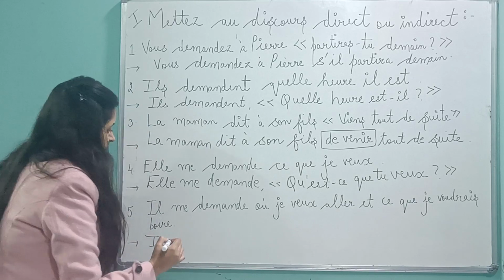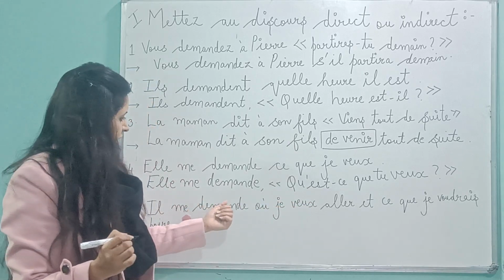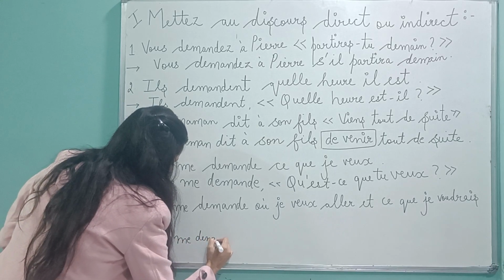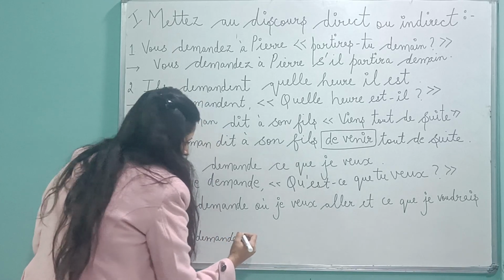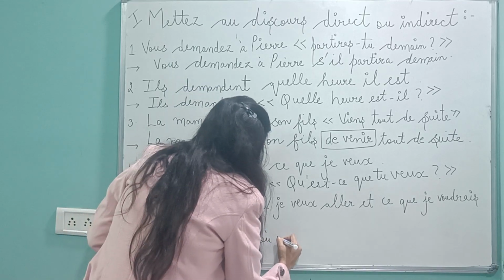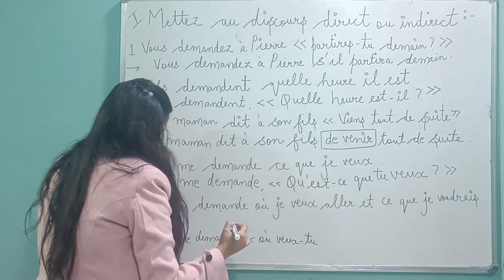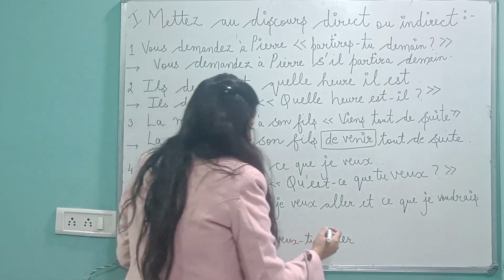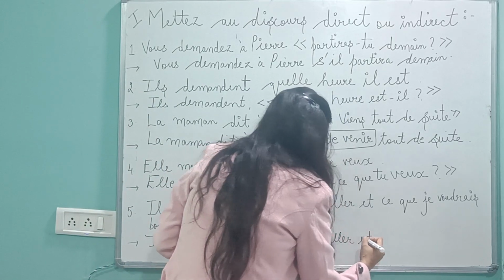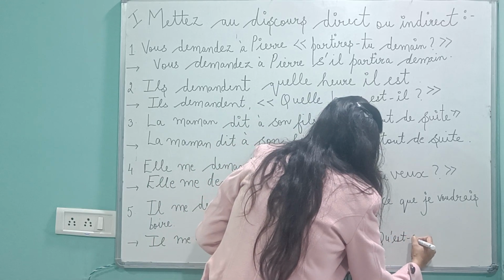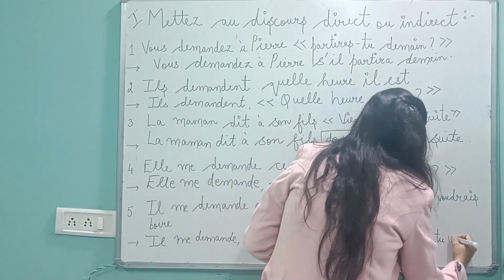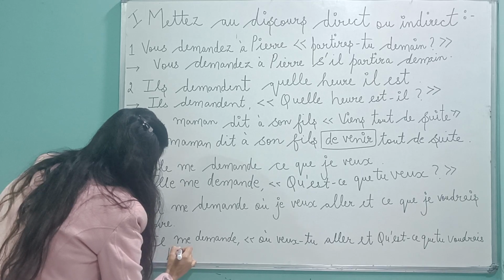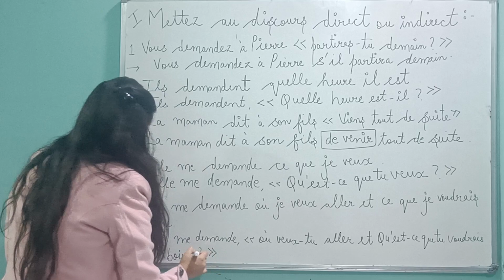Last part, elle me demande où je veux aller. She is asking me where I want to go, et ce que je voudrais boire? And what I would like to drink? So, elle me demande, où will remain the same. Où vas-tu aller? Et ce que will change to qu'est-ce que tu voudrais boire? And then you put a question mark and then close the brackets.